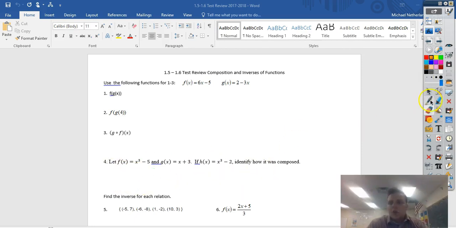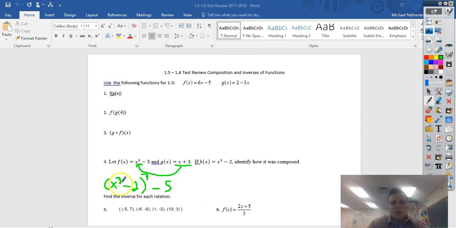So f of g of x just simply means take the g function and plug it in for x in the f function right there. So it would look something like this: x cubed minus 2 raised to the 3rd power minus 5.